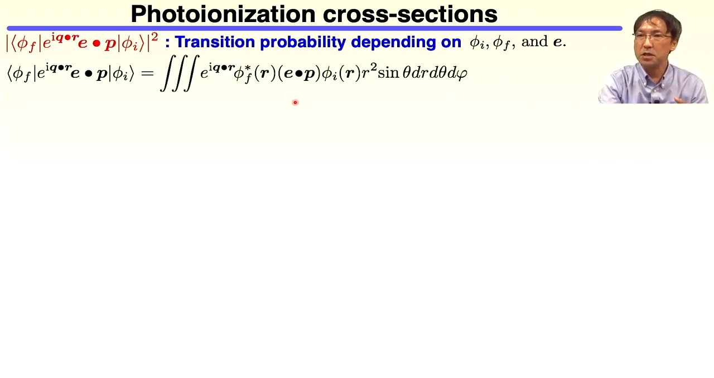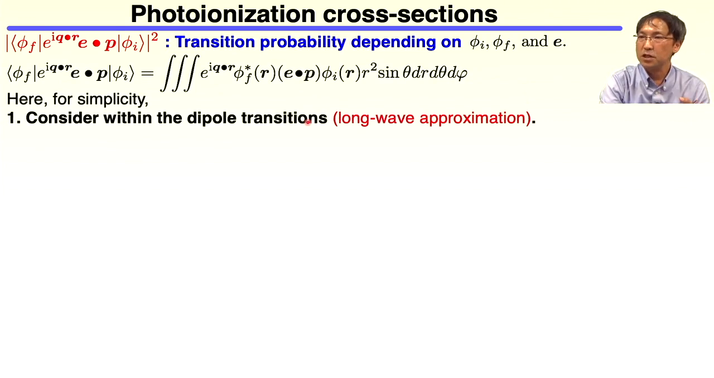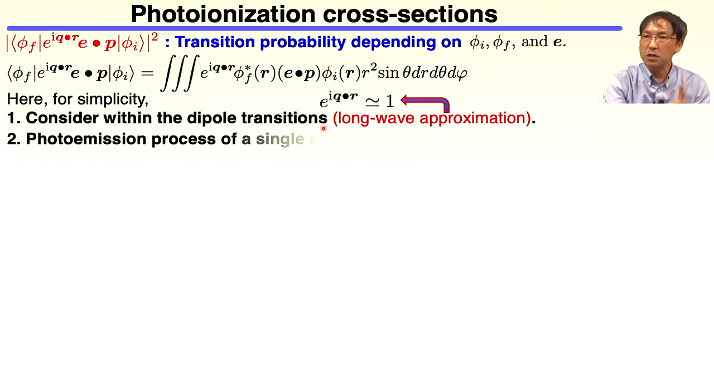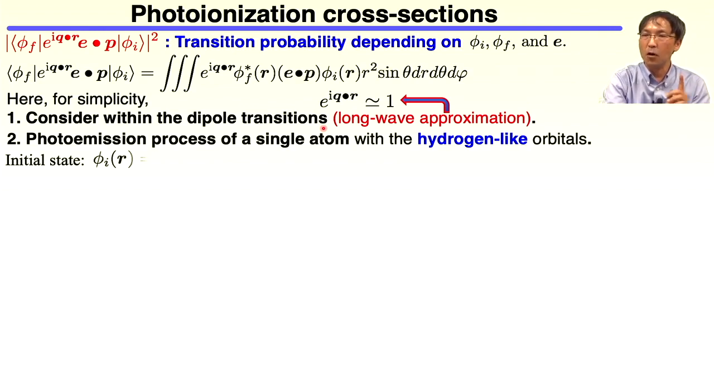Here, for simplicity, we consider within the dipole transition. In other words, we apply the long wavelength approximation. Then the exponential term can be approximated as 1. And further, we consider the photoemission process of a single atom or ion with hydrogen-like atomic orbitals. Then the initial state one-electron wave function is represented by the product of the radial function with the quantum numbers n and l and the spherical harmonics with the orbital and magnetic quantum numbers l and m.